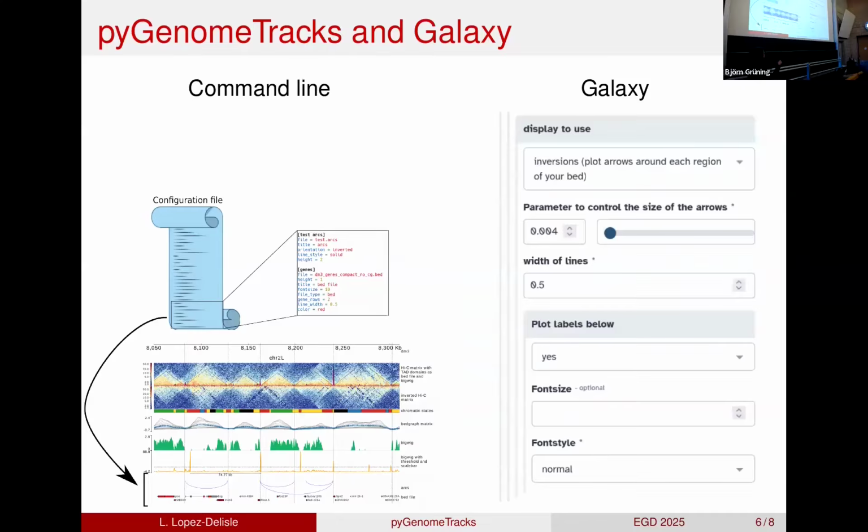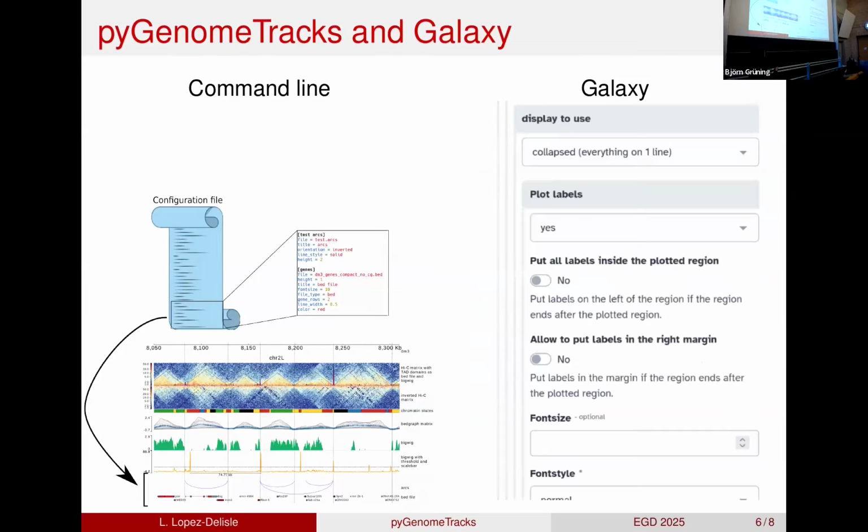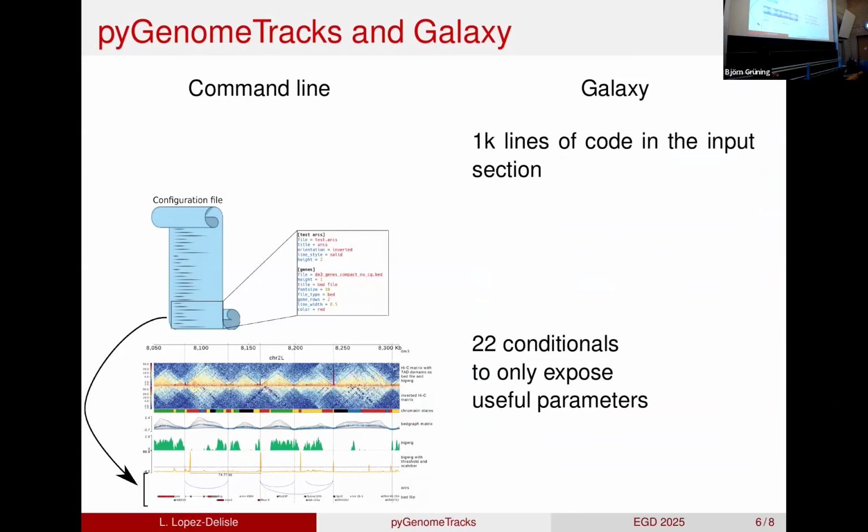If you choose to display it as inversion, so with 2 arrows, then the choice would be what is the size of the arrow, what is the width of the line, how would you like to plot the labels below. On the contrary, if you want to put everything on one line with a collapse, then you have: what do you want to plot the labels? Do you want to plot all the labels inside the plotted regions, etc.? So every parameter only appears if it's relevant to your choice. In total, this input section is 1,000 lines of code. There are 22 conditionals, and this was done by hand.